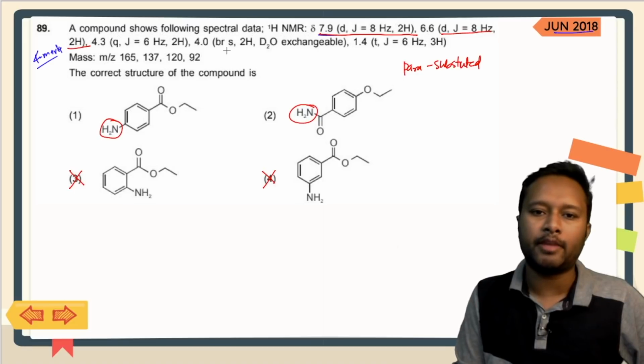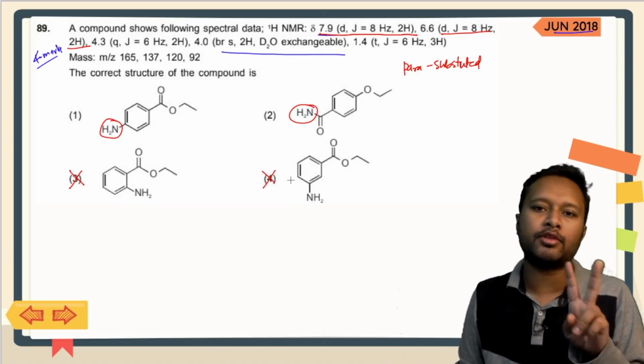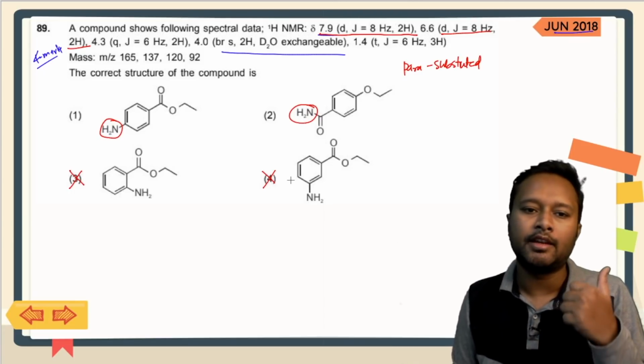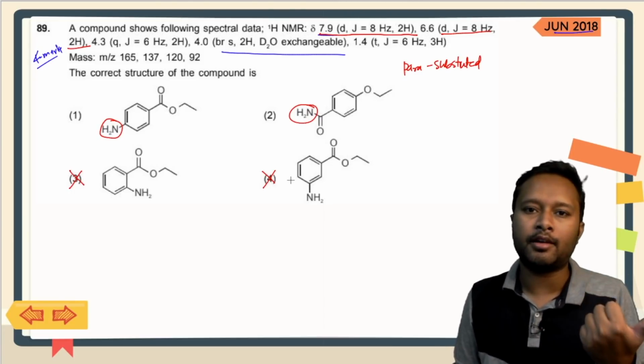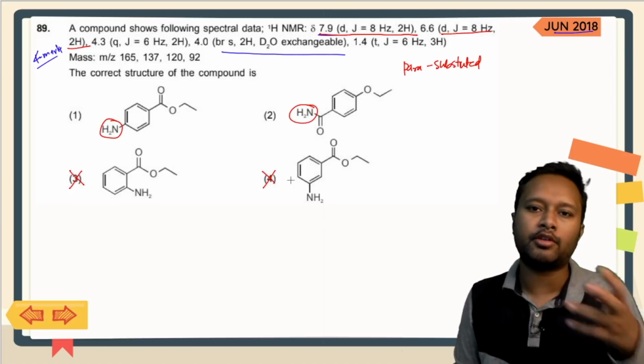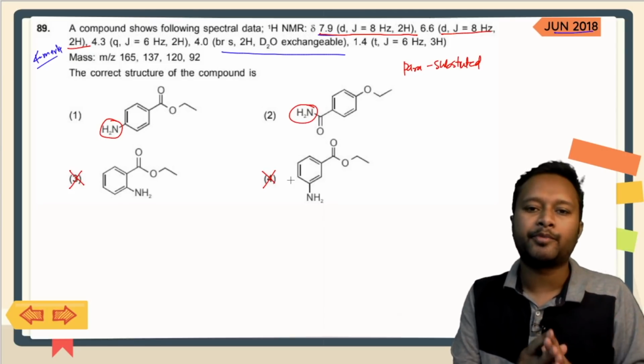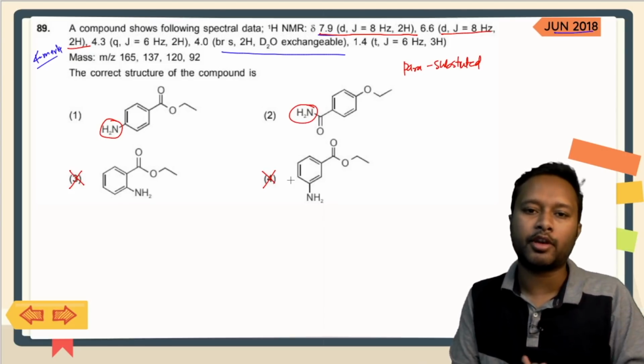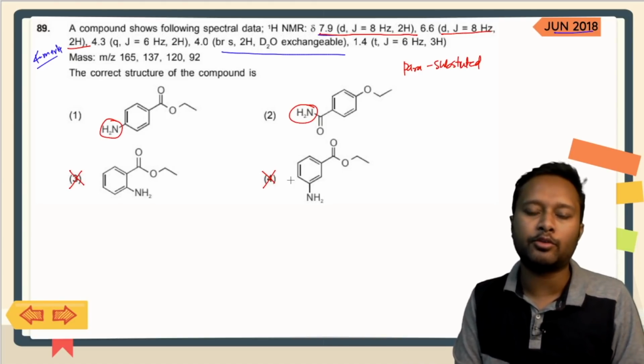So it is already mentioned separately over here, the D2O exchangeable. See, there are two hydrogens which are generally D2O exchangeables: either the hydrogen on the nitrogen of the amine group, or an OH or hydroxyl group. Okay, so those two are D2O exchangeable. So here they are talking about the NH2 group.